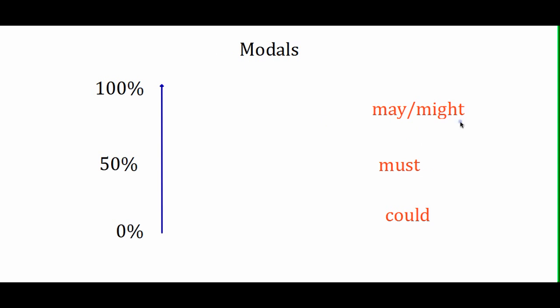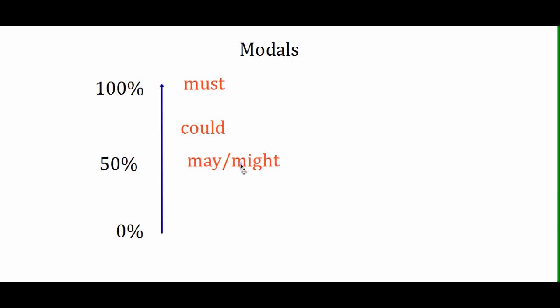First, let's take a look at the modals we're going to use today. We have may and might, must, and could. So let's put them in order of strength. Must is the strongest. Could, as we know, means possibility, which is the second strongest. And may or might usually means there's approximately a 50-50 chance.